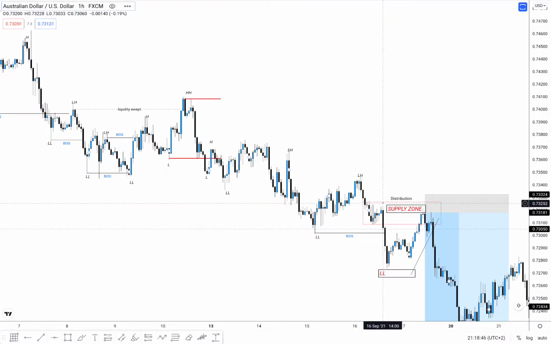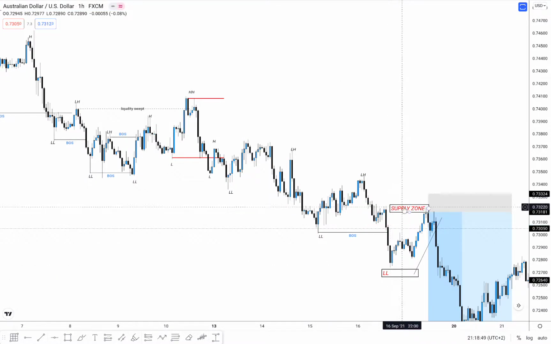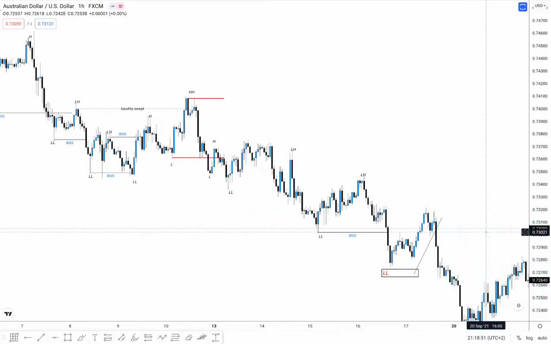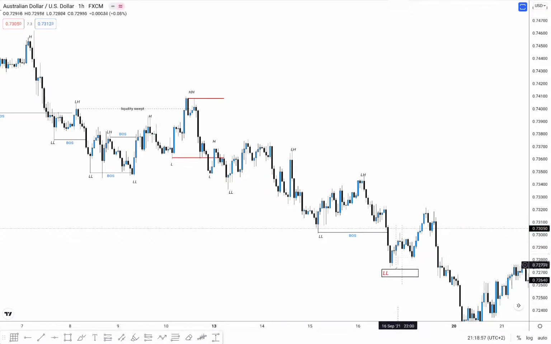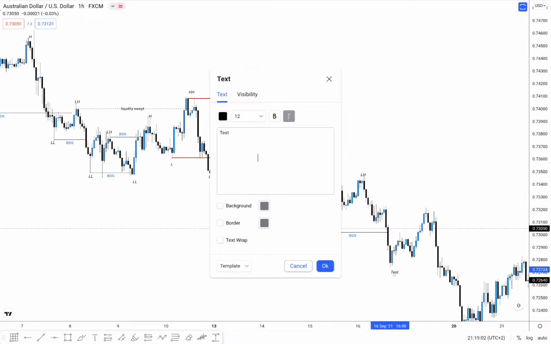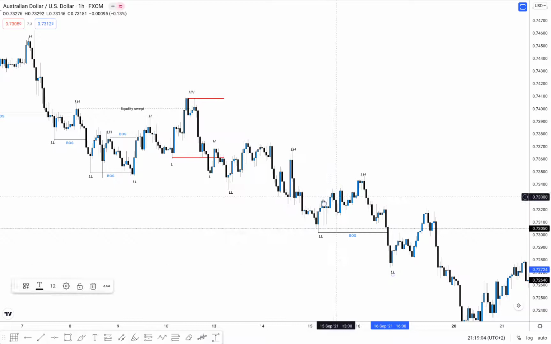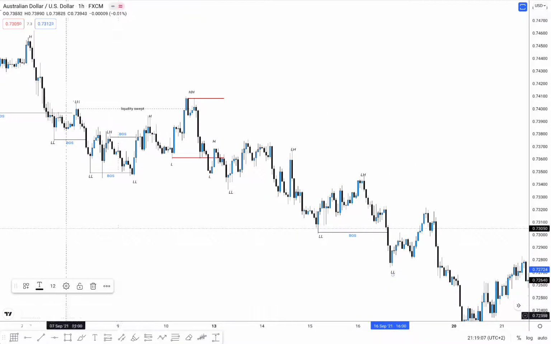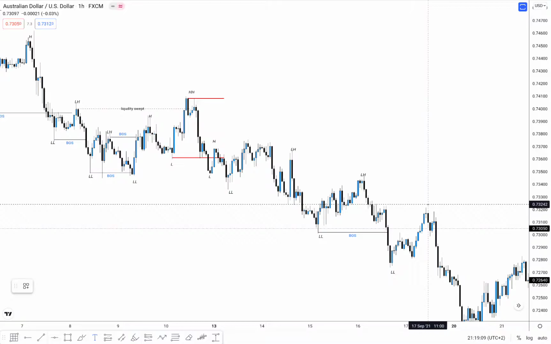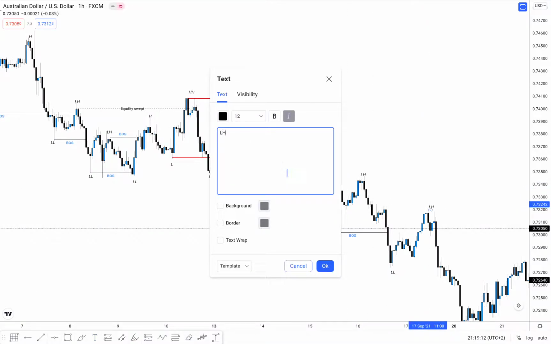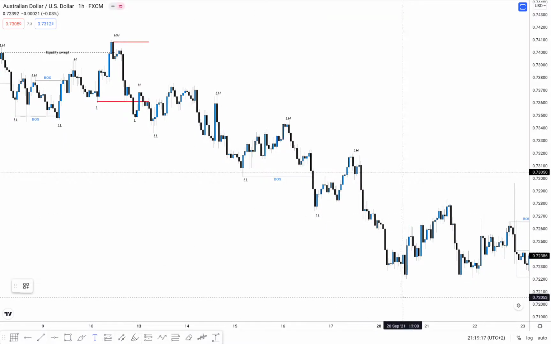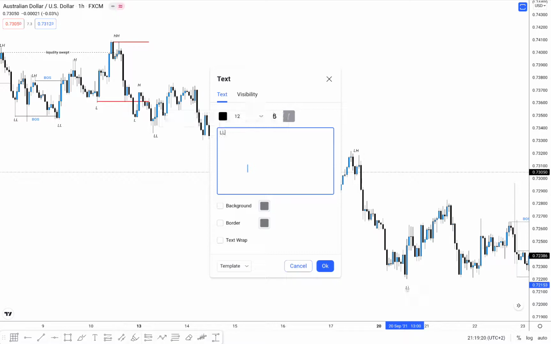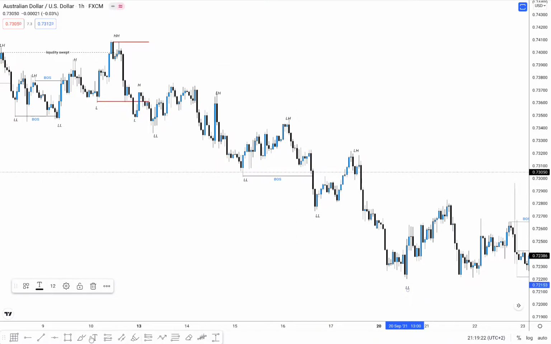Let me delete this so it doesn't get in the way. Delete all of that. That's a shift in market structure, guys. We need to see that follow through right here, breaking structure aggressively. Now we have a lower high, lower low, and a lower high.